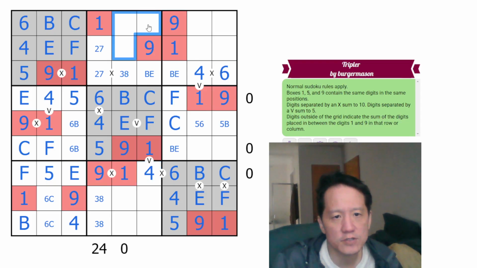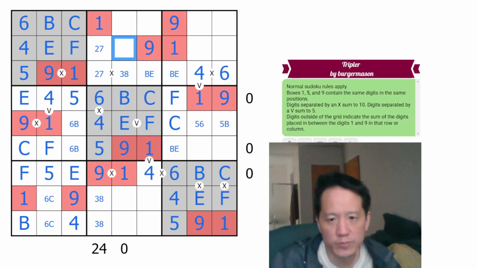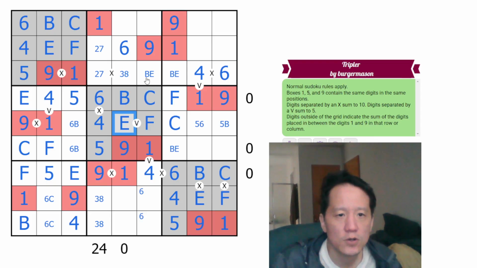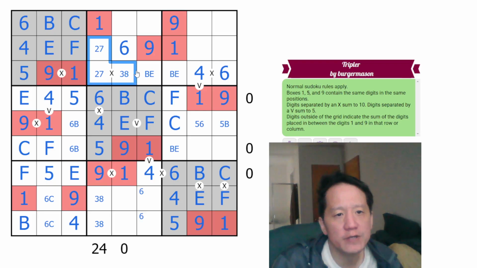The rest of these digits have to be... Well, where is the 6? The 6 cannot be any of these cells or these cells or these cells, so it must be here. So this is a 6, which means the 6 has to be one of these two cells. So these are B, C, E, and F. Therefore, this must be a combination. These all have to be B, C, E, and F.